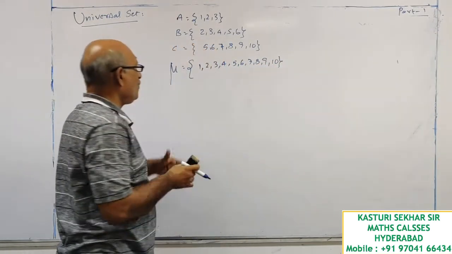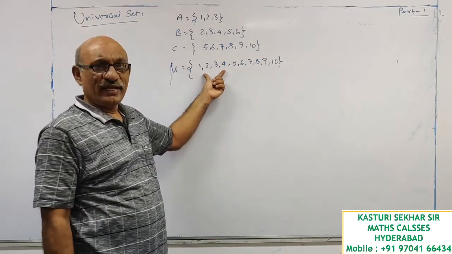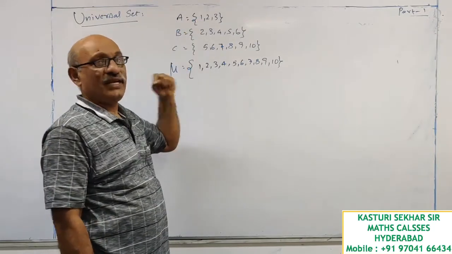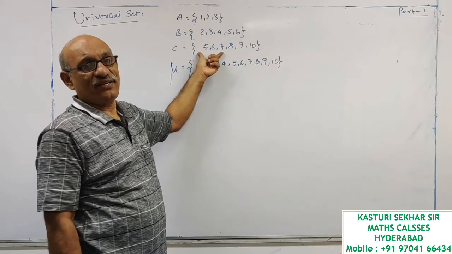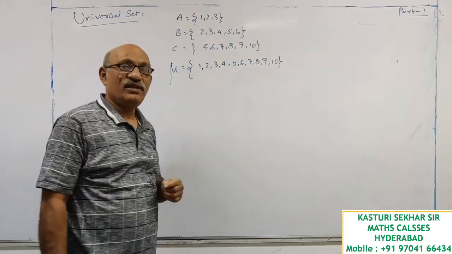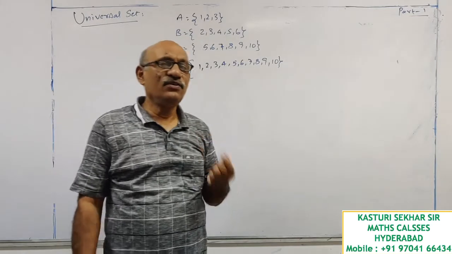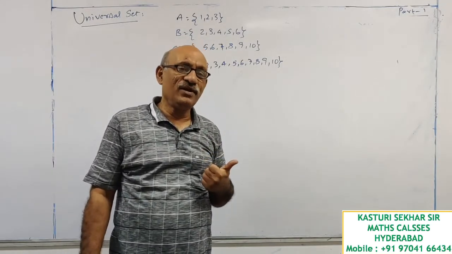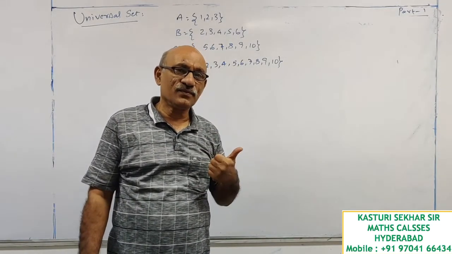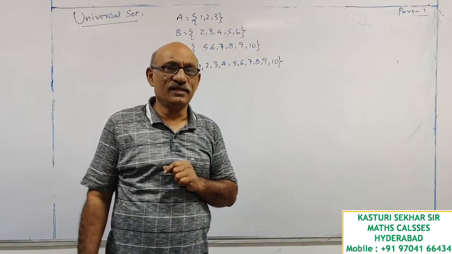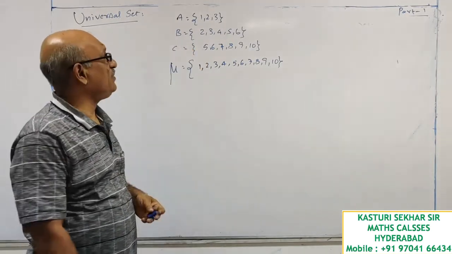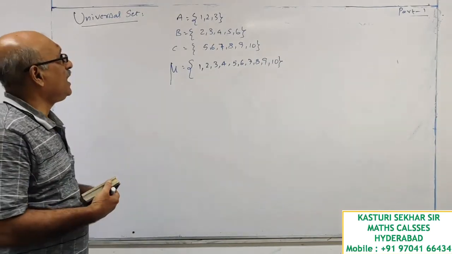Here look at this universal set. This set contains the elements of set A, the elements of set B, and the elements of set C. So a universal set is a set which contains all the elements of the given sets in the given context. It is called a universal set. Is it clear? Let me repeat this point once again.